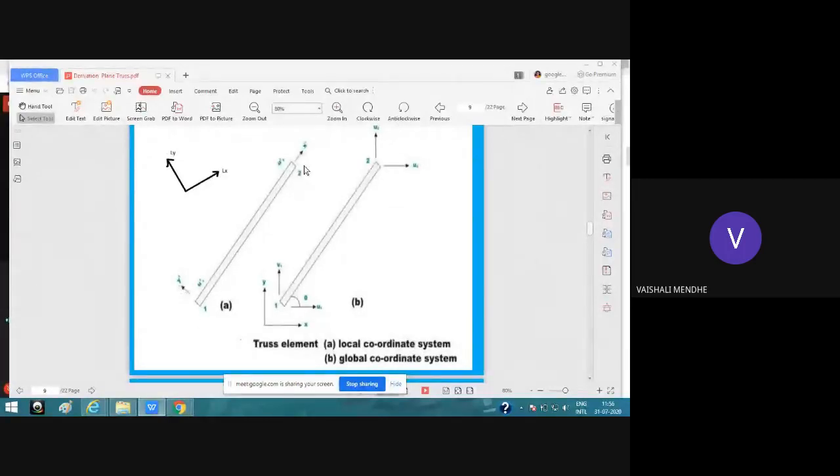Now in the second figure B, the same member is considered, and here it is shown in the global coordinate system. It means the displacement for this member in the global direction is shown here. So this is X and Y. This is the global coordinate system for the complete structure, the complete truss. This will never change, but your local coordinate system will change for every member.